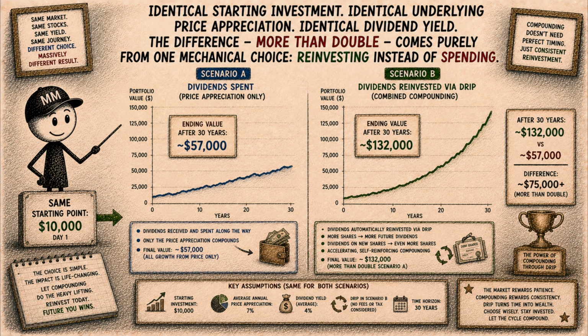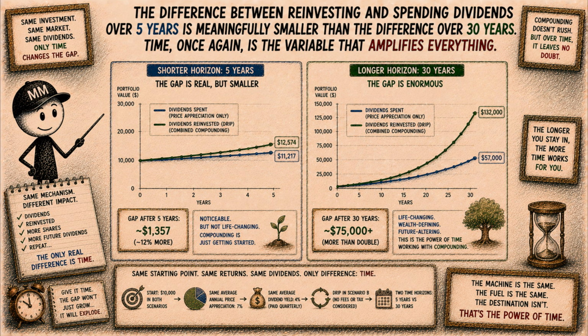Scenario B. Dividends reinvested through DRIP. The investment now compounds at an effective combined rate closer to 9% annually. 3% dividend yield plus 6% price appreciation, both compounding together. $10,000 becomes approximately $132,000 after 30 years. The difference, approximately $75,000, more than double the outcome from the identical starting investment, identical underlying price appreciation, and identical dividend yield, purely as a function of one mechanical choice: reinvesting rather than spending the dividend payments.